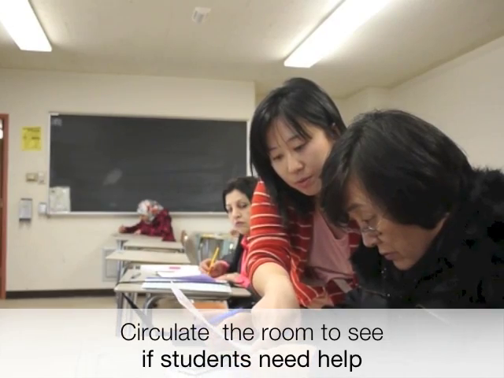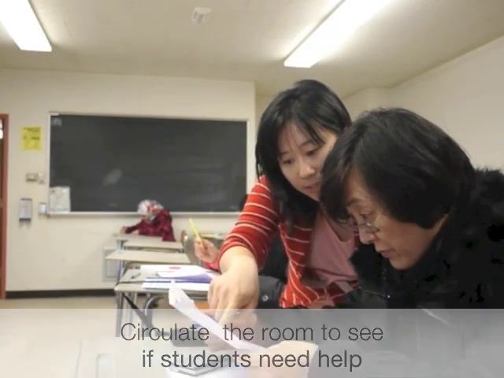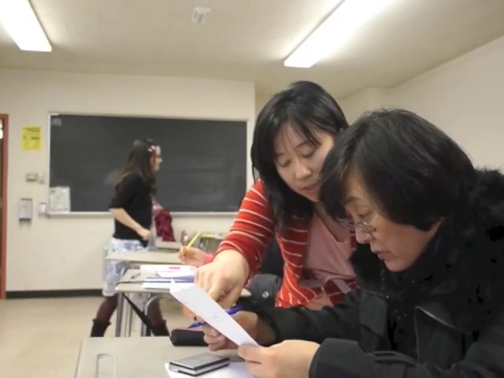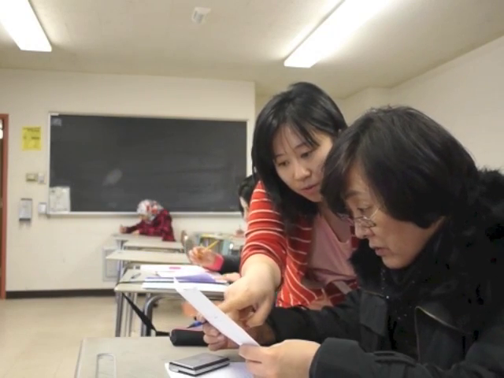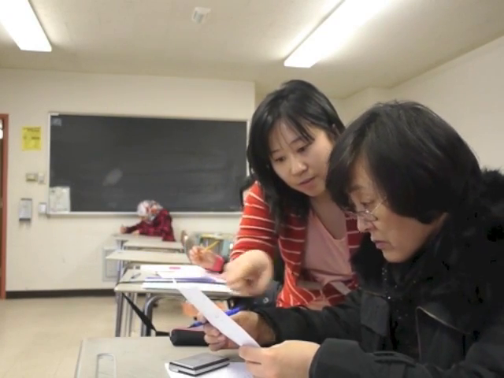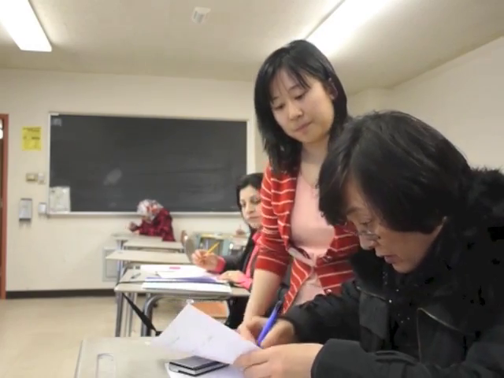When students are working independently on their work, I first check on the students with a lower English proficiency to see if they need help. Then I circulate around the classroom to make sure that others are doing it correctly and see if anyone else needs help.